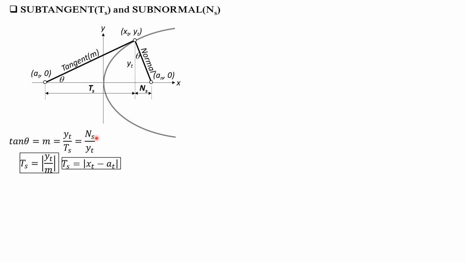Likewise, n_s is the absolute value of the product of the slope and y_t. It is also equal to a_n minus x_t, absolute value. So it is the absolute value of n times y_t. It is also equal to a_n minus the absolute value of a_n minus x_t.